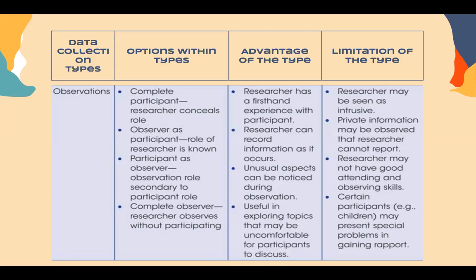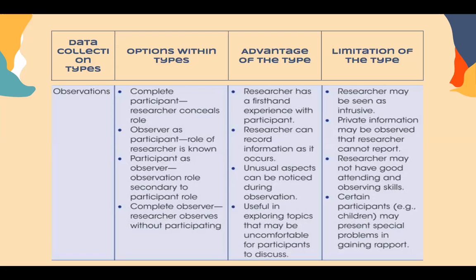The options within the types are, first, the complete participant, where the researcher conceals their role. The second one is observer as participant, where the role of the researcher is known. The third one, participant as observer, where the observation role is secondary to the participant role. And the last one is complete observer, where researchers observe without participating.